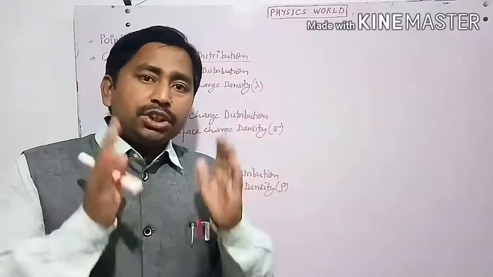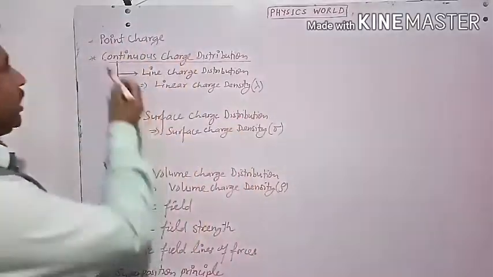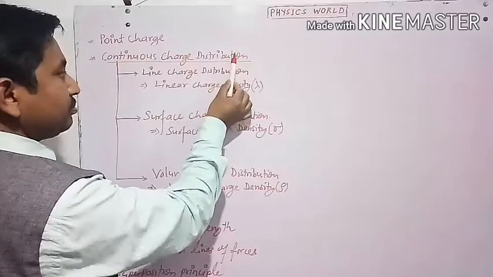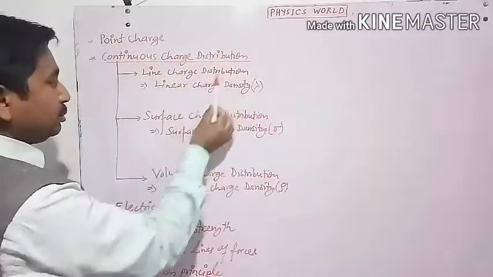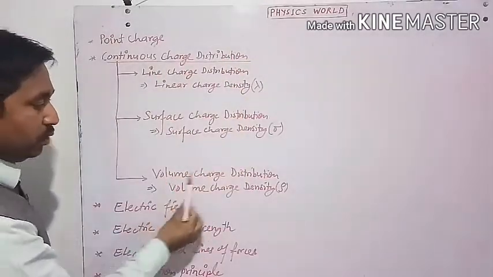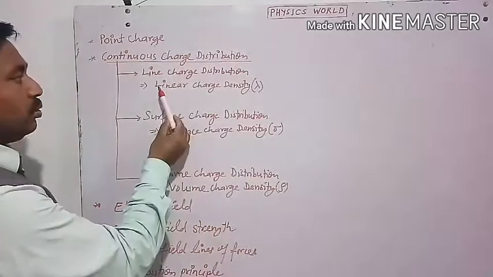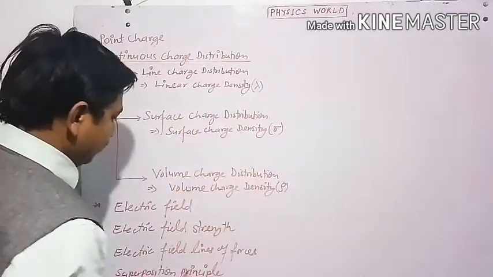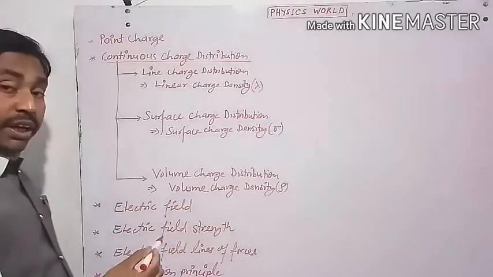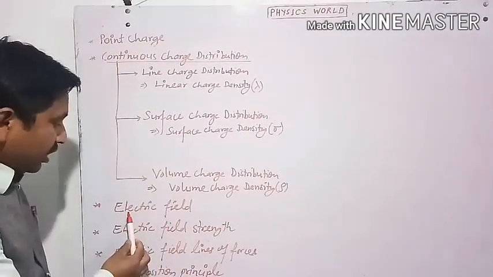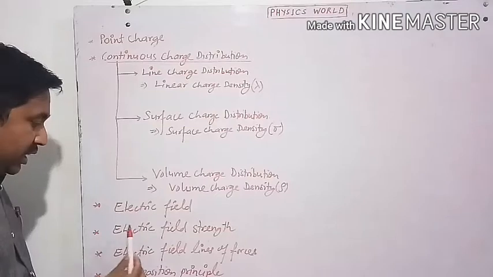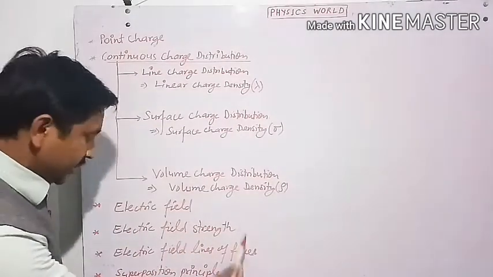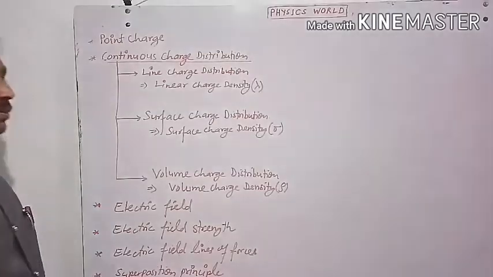Now in this video you will find what is point charge, what is continuous charge distribution and line charge distribution, surface charge distribution, volume charge distribution, and also what is linear charge density, surface charge density and volume charge density. In this video you will also find what is electric field, what is electric field strength, electric field lines of forces and superposition principle.